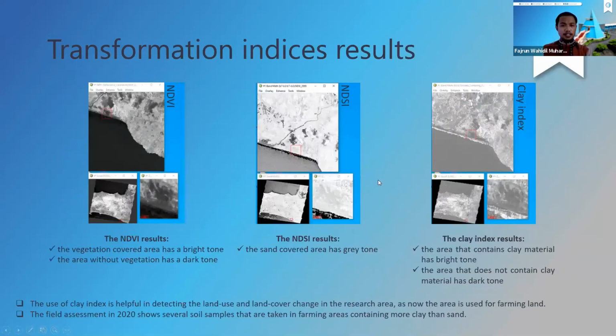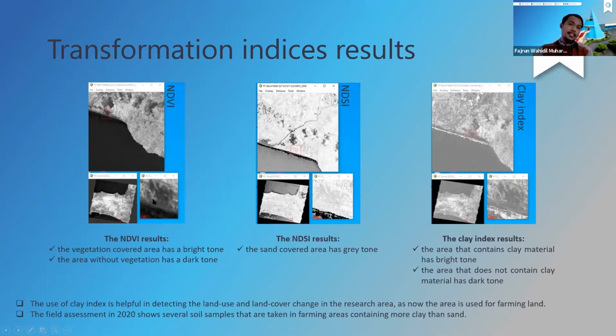Here is our transformation. The first is the NDVI. The result is the vegetation covered area has a bright tone, like this picture on the left. On the bottom right of the left picture, there is some bright spot.